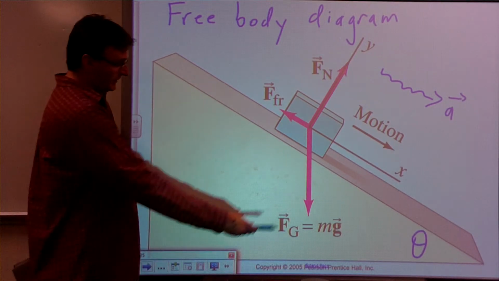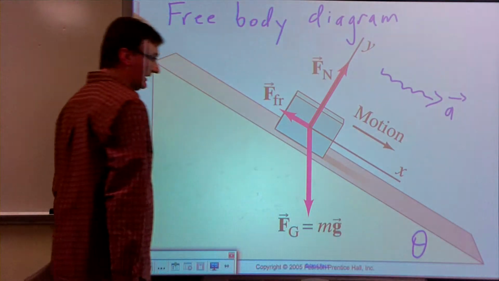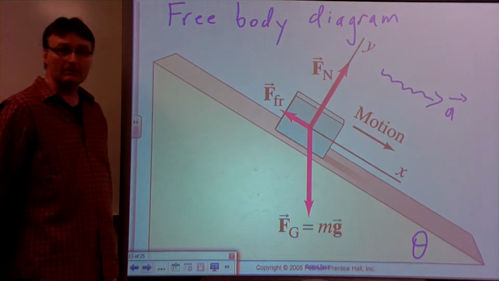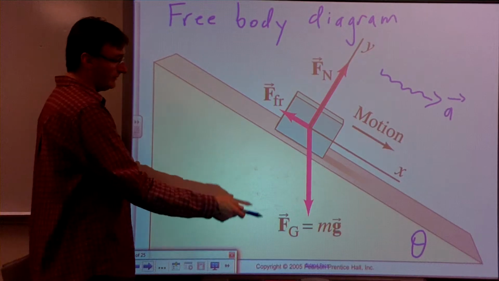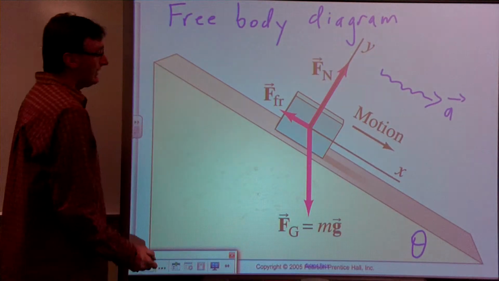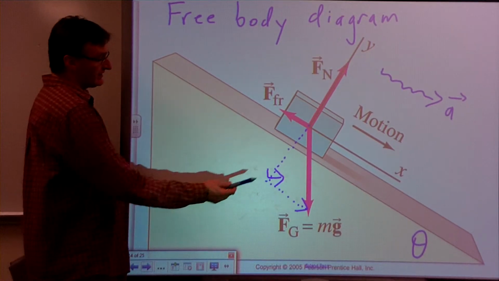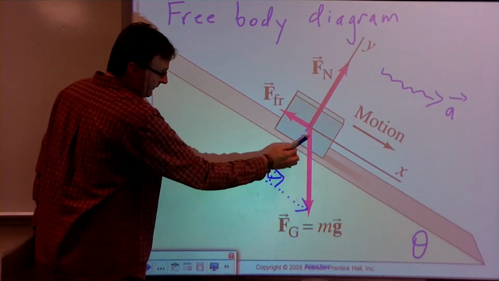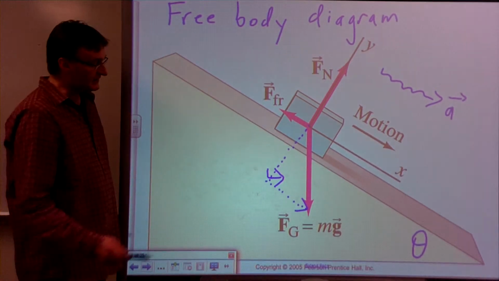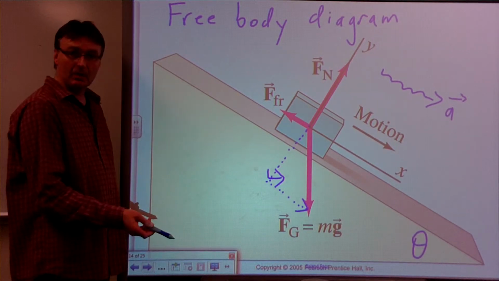Then we also need to know the angle of the inclined plane. Sometimes the problem is to find that angle. But if you have the angle, we do need to know that, because what we're going to do is take the force of gravity and separate it into its X and Y components.